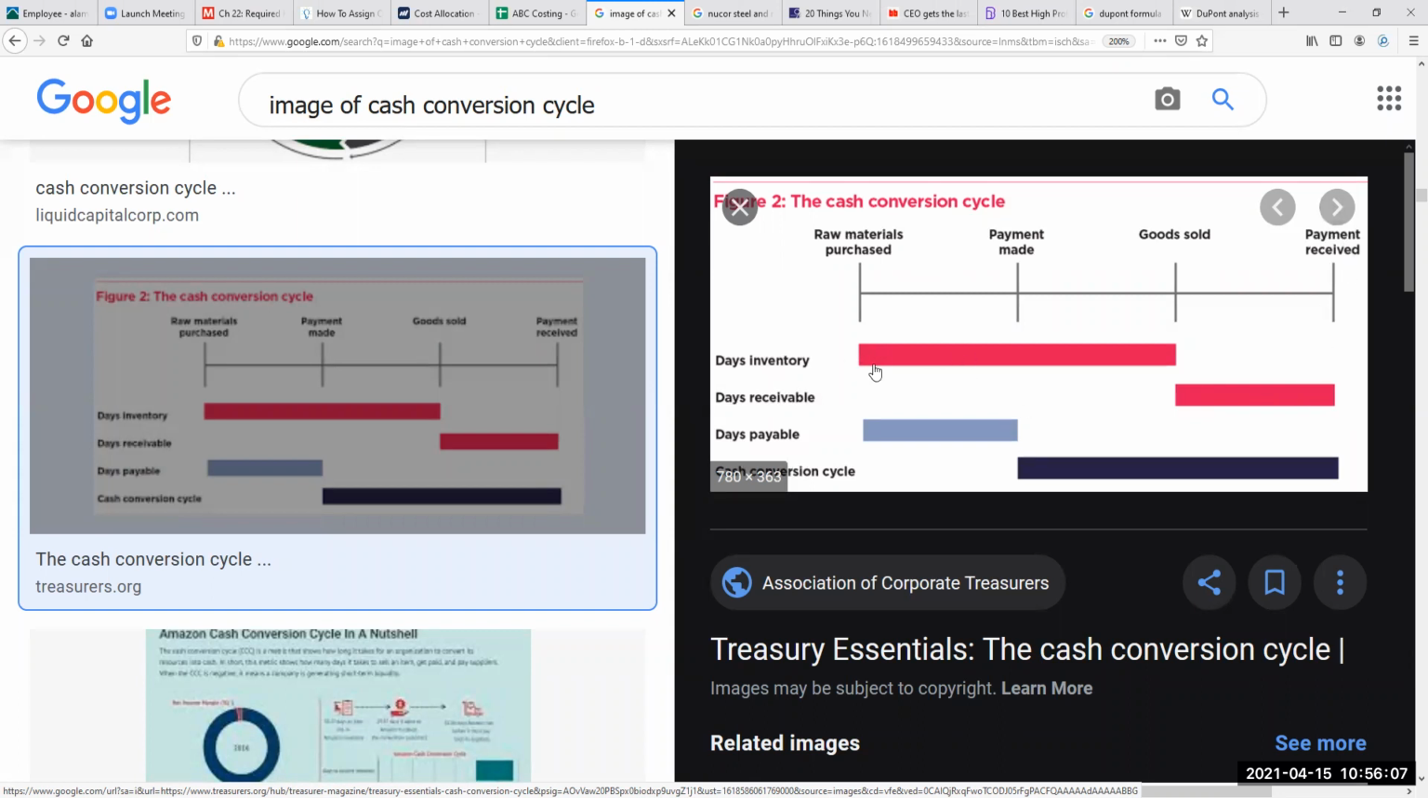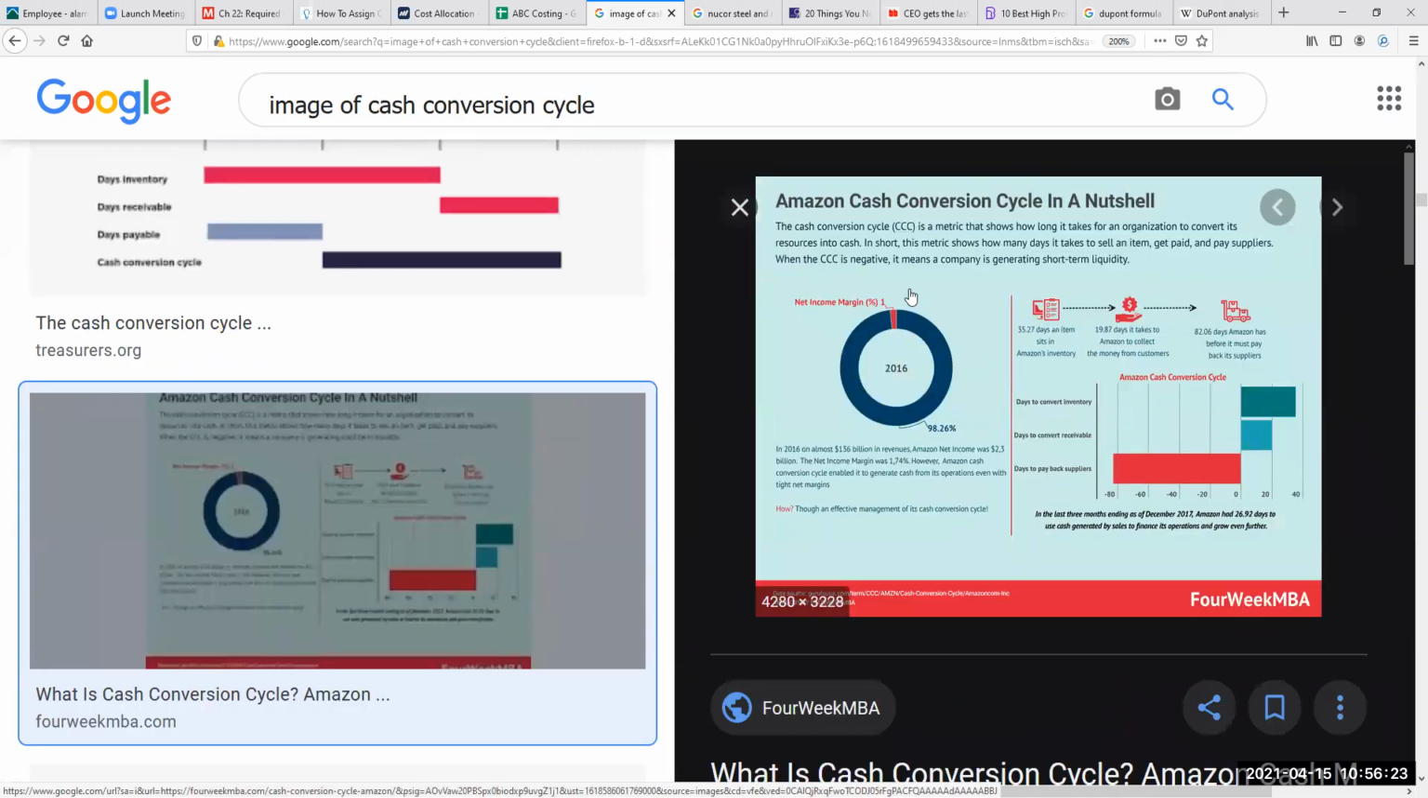So the days of inventory is tied up from here to here, and then it's tied up in receivables from here to here. So that's your days, but you have to make the payment here already. So I hope that helps you see. Now let's just look at one more. Here's Amazon cash conversion cycle that they gave a good image. Days to pay back the suppliers, days to convert the receivables.